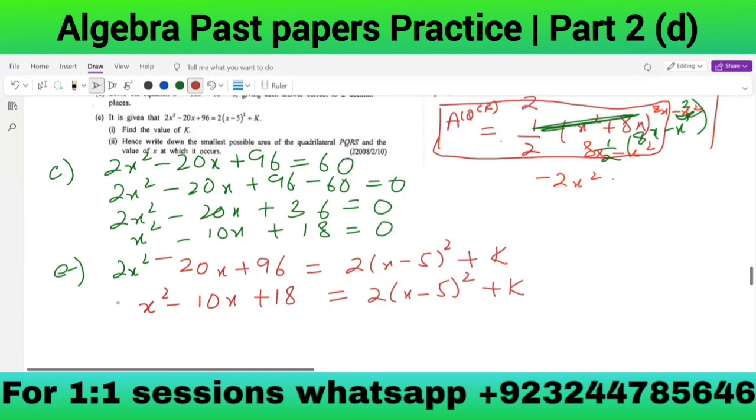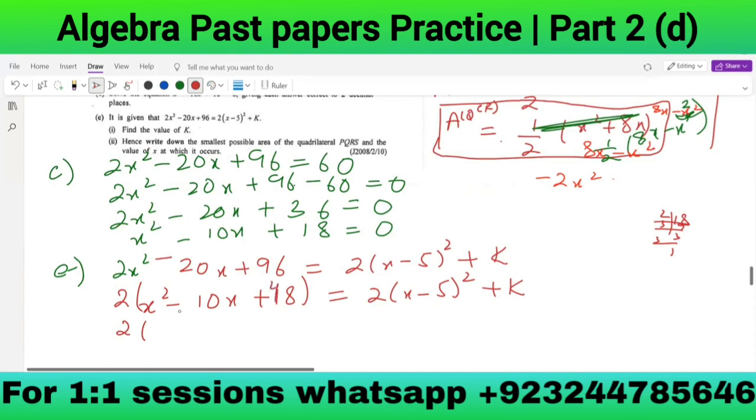So we can take 2 common from here. Taking 2 common, we will get x square minus 10x plus 18. So we can write 18 as 9 times 2. What is the factorization of 18? So we can do the midterm breaking. 9. We need to get 10 over here. It should be 2, 4s are 8.